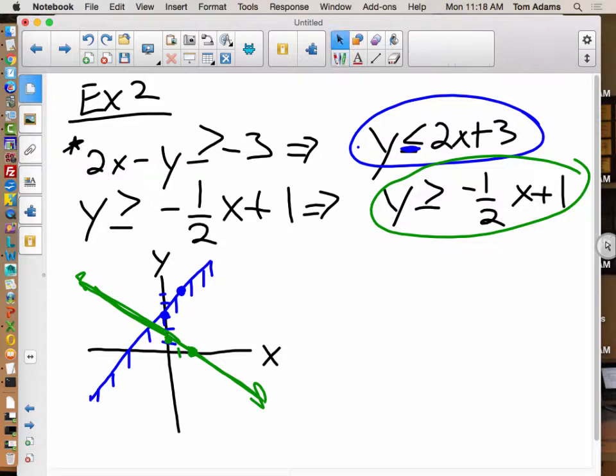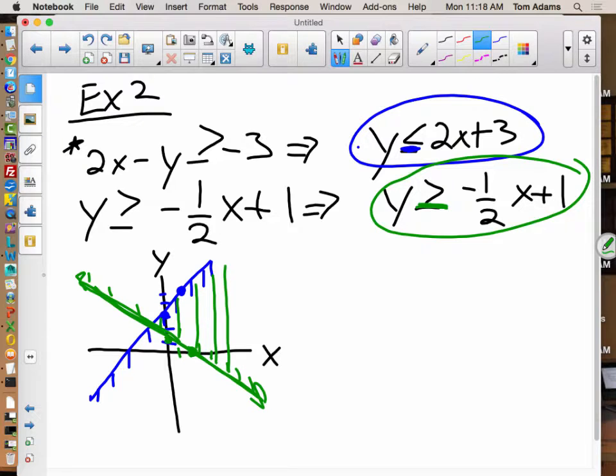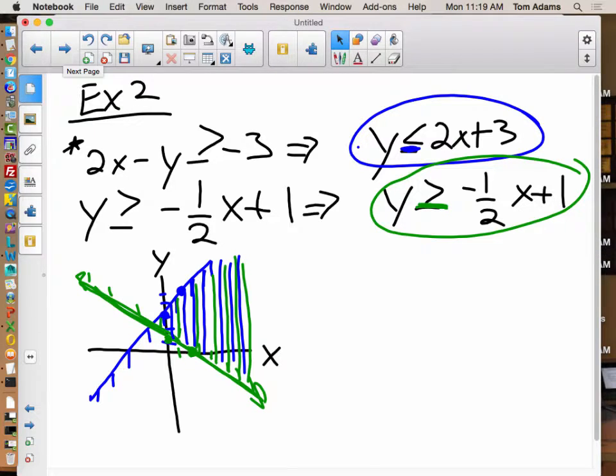Now, for the green one, y is greater than. It's a solid line because I have the equal sign, but because it's greater than, it's going to be the region above the line. So now, what I'm really interested in is where the two overlap, because that's the solution set. Everything in there is your solution. So where these two overlap is my solution set. Does that make sense? Now, I want you to do it by hand this way. I want to see it on your homework this way. I want you to graph it this way if it asks you to graph in your homework.